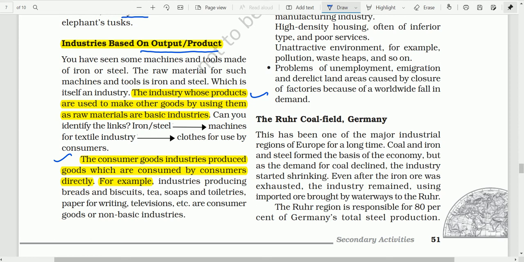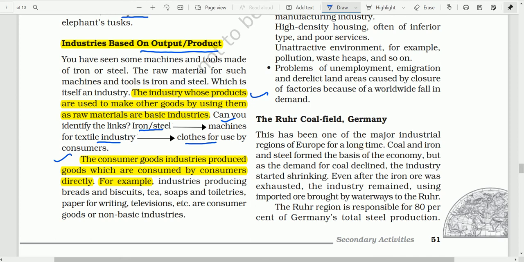And the industry whose products are used to make other goods by using them as raw material are the basic industries, and that is why the iron and steel industry is a type of basic industry, because all the other industries use machines and tools manufactured by the iron and steel industry, hence it is known as a basic industry. You may read this link: iron and steel, then from iron and steel machines are manufactured for textile, then these textile industries again manufacture cloth for use by the consumer.